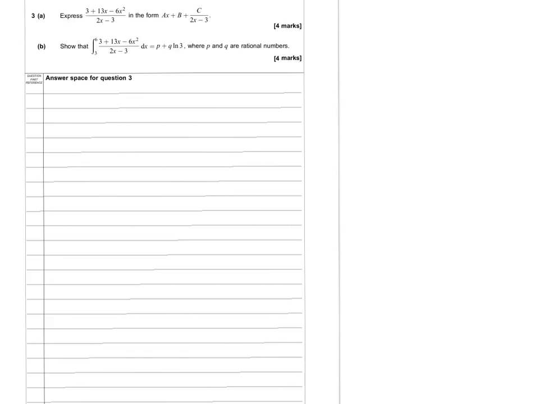Question 3. Express (3 + 13x − 6x²) over (2x − 3) in the form ax + b + c over (2x − 3). Okay, if you're good at your partial fractions, this is made for you, so I'm going to do it the way that most of you guys did it.